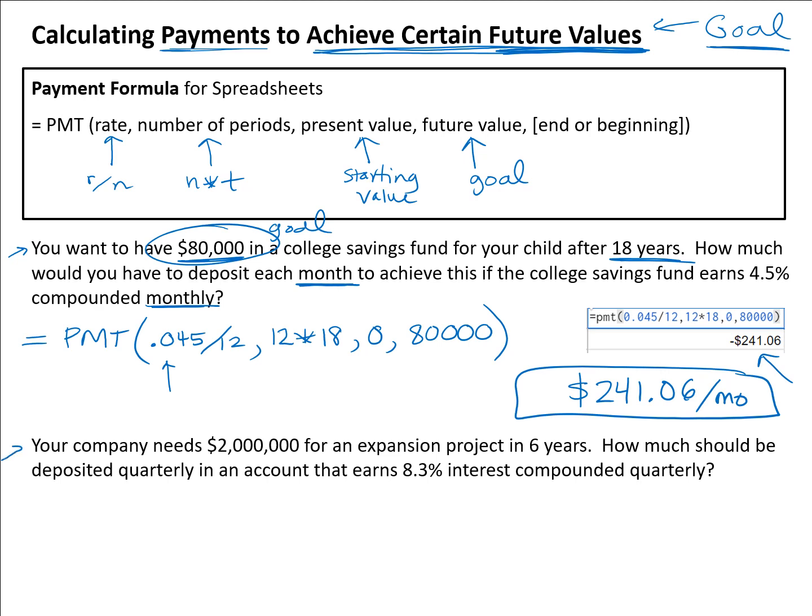All right, let's do one more example. Say your company needs $2 million for an expansion project in 6 years. How much should be deposited quarterly in an account that earns 8.3% interest compounded quarterly?